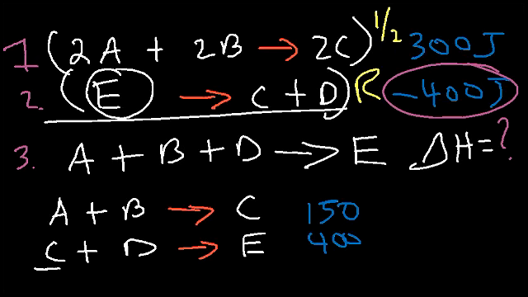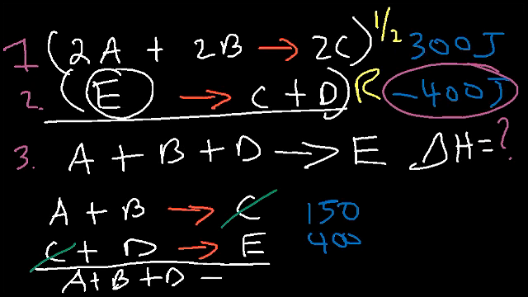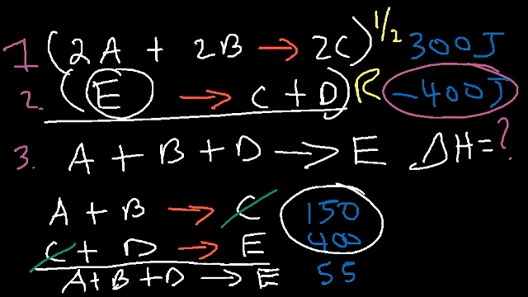So now, let's add the two reactions. If we add them, notice that C cancels. And it's going to be A plus B plus D turns into E. So now all we need to do is add these two values. So 400 plus 150 is 550. So that's going to be the enthalpy change for the new reaction according to Hess's law.